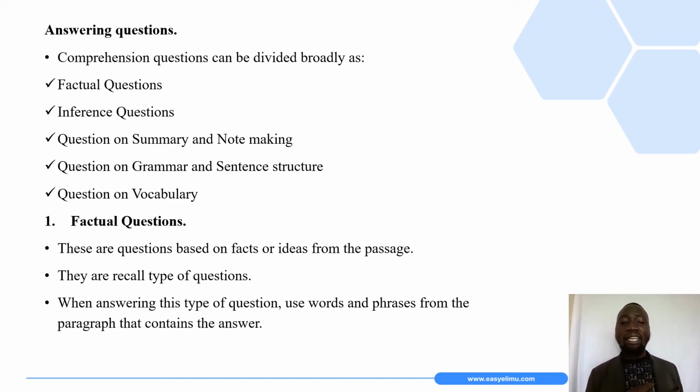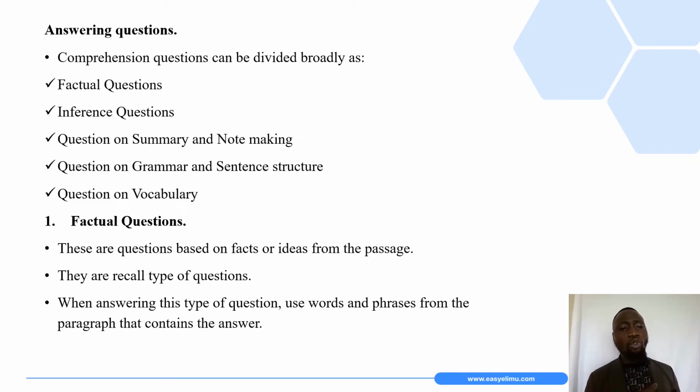So we have got factual questions, there are inference questions, we also have questions on summary and note making. There are questions on grammar and sentence structure. Of course, you cannot miss a question or two on grammar and sentence structure. Then there will always be a question on the vocabulary. So how many categories have I talked about? That is factual questions 1, inference questions 2, questions on summary and note making 3, questions on grammar and sentence structure 4, then lastly questions on vocabulary, that is 5. So those are the 5 divisions of questions when it comes to passages.